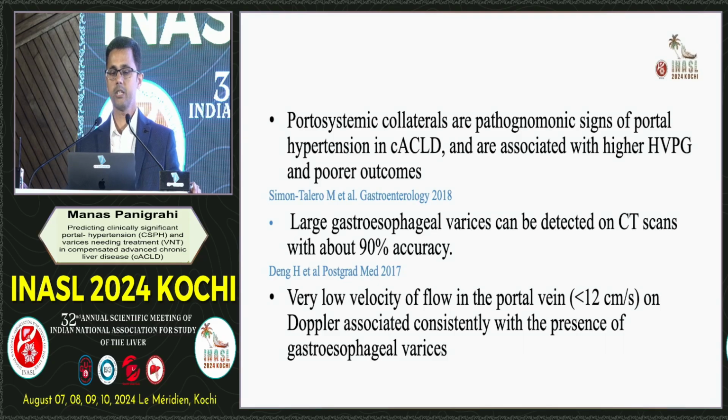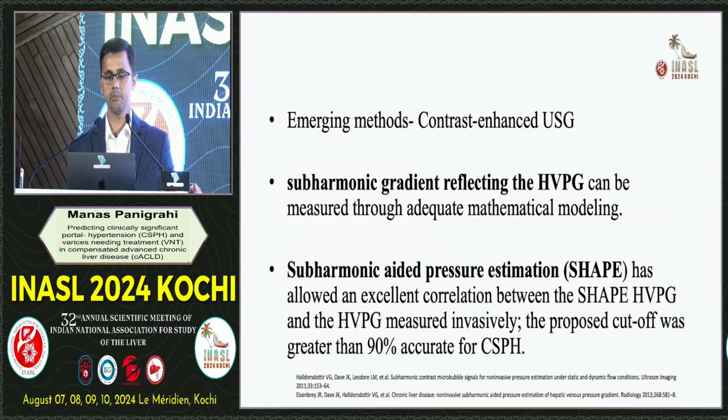Portosystemic collaterals, we know, are pathognomonic of portal hypertension in cACLD and are associated with higher HVPG and poorer outcome. And CT scan can detect large esophageal varices quite accurately in 90% of cases. And when you use Doppler, those having low portal vein velocity, that is less than 12 centimeters per second, are consistent with the presence of gastroesophageal varices.